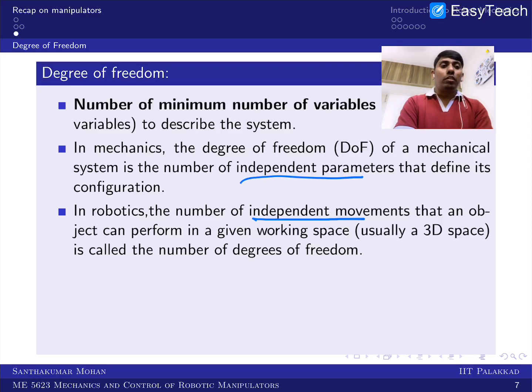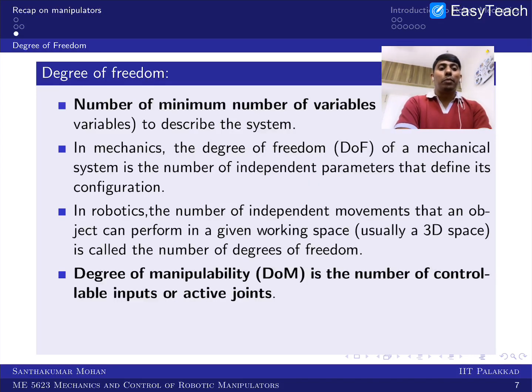But most predominantly we are supposed to call this the degree of manipulability, because we are talking about the number of controllable inputs that define the uniqueness of the system description. So the degree of manipulability is one of the key terms. This is the number of controllable inputs, whether it is a serial manipulator or a parallel manipulator, that is, the number of active joints.